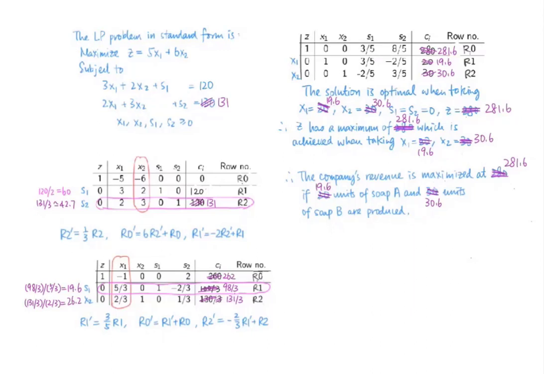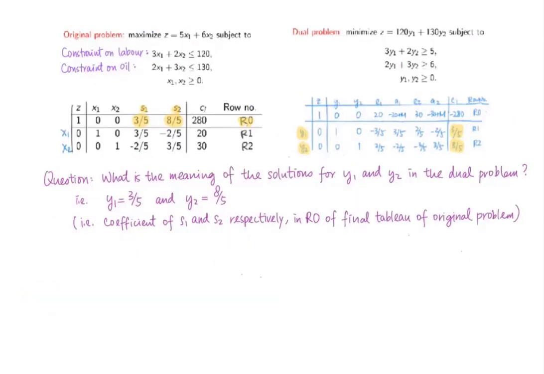It means that when the company has 120 minutes of labor time and 130 liters of oil, the company is willing to bear a cost of 1 liter of oil as long as this cost is less than or equal to 1.6 euro. Let us return back to our previous question. For the solution in the dual problem, we get y1 equals to 3 over 5 and y2 equals to 8 over 5. What do these two values represent?